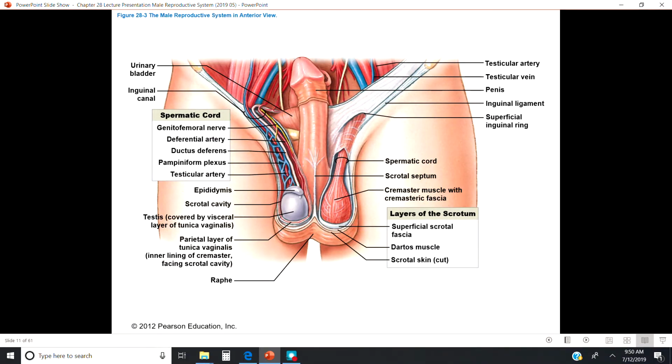The testicle will actually enter that, descend through the inguinal canal all the way down to here, and what remains in that inguinal canal, we'll see in a subsequent slide lesson, is the spermatic cord. Right, so the testes make their way down all the way to here.